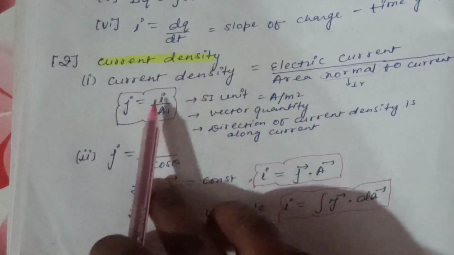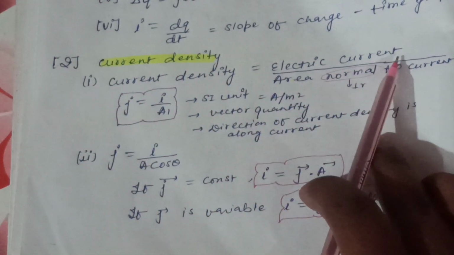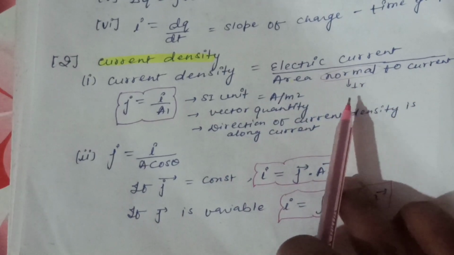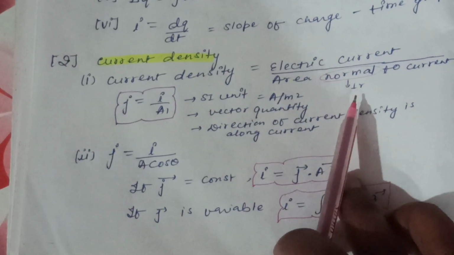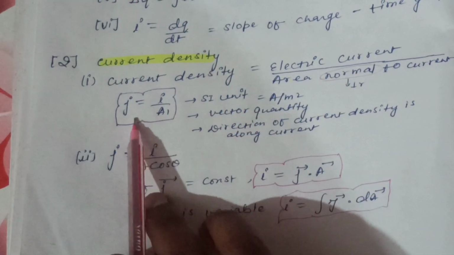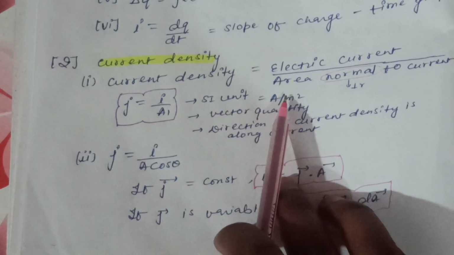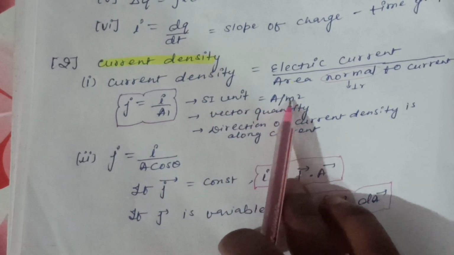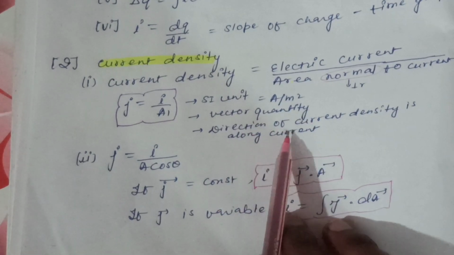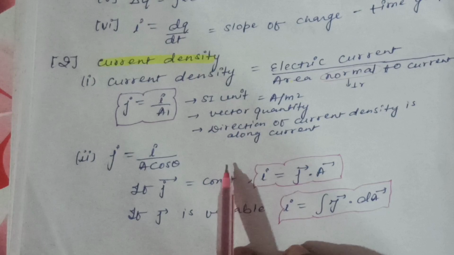Now, current density is equal to electric current upon area normal to current. Normal means perpendicular. J is equal to I upon A perpendicular. Its SI unit is ampere per meter square. It is a vector quantity. The direction of current density is along the current.